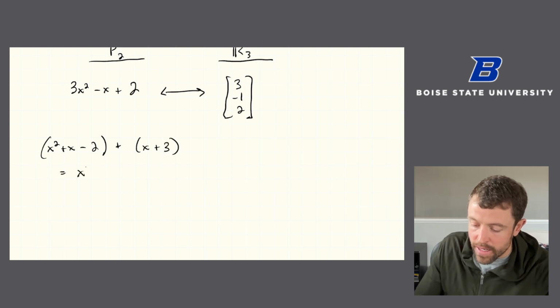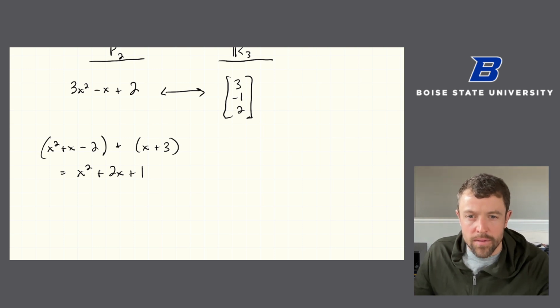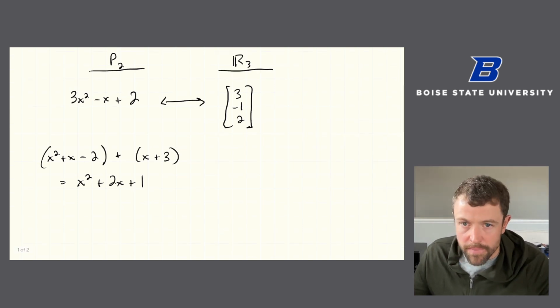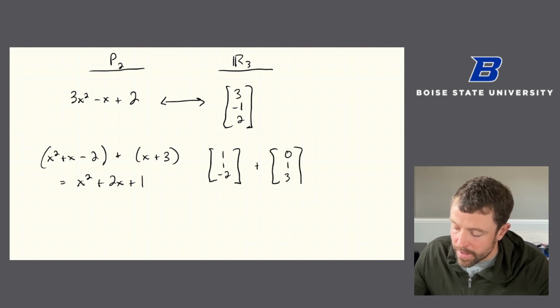You start to add vectors over here. Here, what we're adding are polynomials. And then you add the corresponding ones in R3. Right, so x squared plus x minus 2 is 1, 1, minus 2. x plus 3 is 0, 1, 3. And when I add these vectors in R3, I get 1, 2, 1.